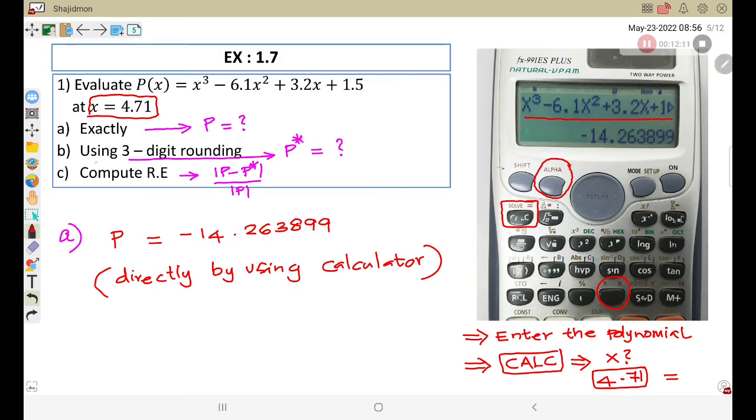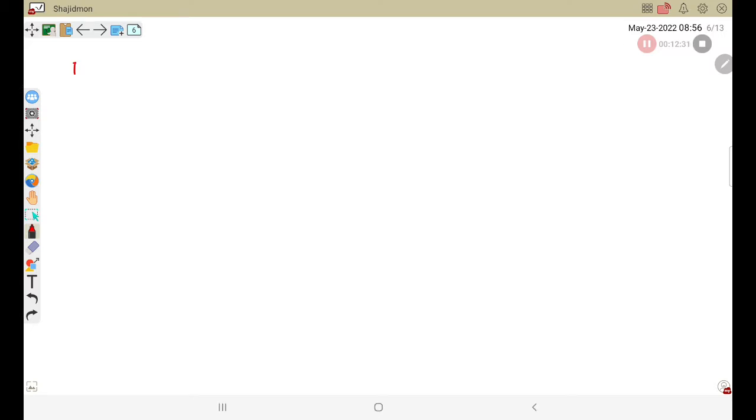Now we are going to the second part. Using 3 digits rounding, calculate the approximate value at x equal to 4.71. The question is the same. At x equal to 4.71, what is the polynomial value? First we will do it exactly. After that we will do the 3 digits rounding, approximate number. So now we will do the B part of the question.